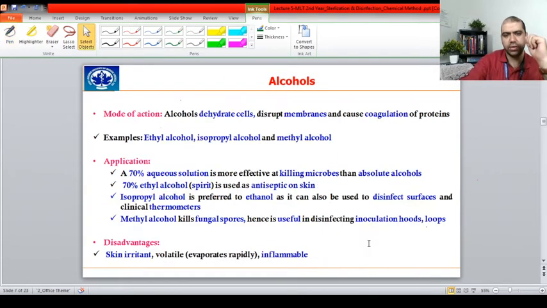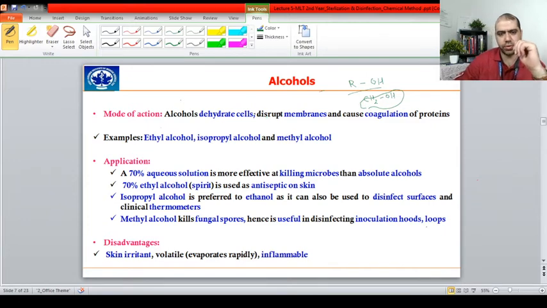Okay, moving ahead. Now we have alcohols. Alcohols simply means you have any compound with a hydroxyl group attached to it. We call them alcohols. Now based on this R, we can have this CH2OH, that's called ethanol. Ethanol is one of the most used alcohols in your research laboratories or your diagnostic laboratories.